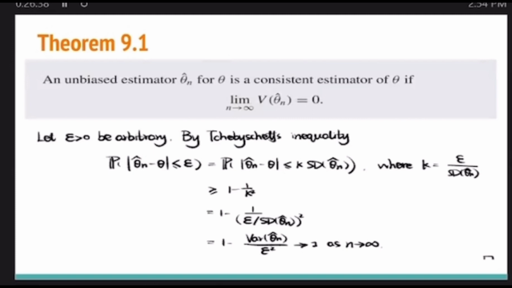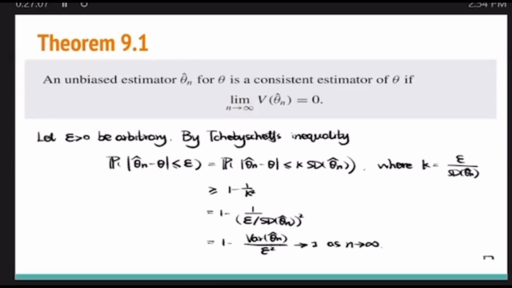Okay, now an unbiased estimator theta hat for theta is consistent for theta if, as n tends to infinity, what happens to the variance? The variance becomes 0. When the variance of an estimator equals 0, there's not going to be fluctuation anymore, no variation. Convergence will take place. Does that make sense? That is what this guy is talking about.